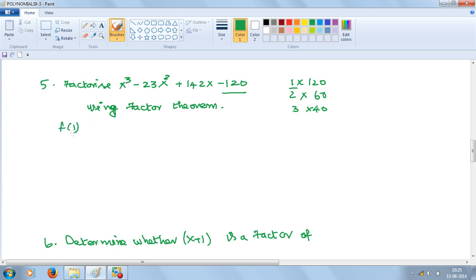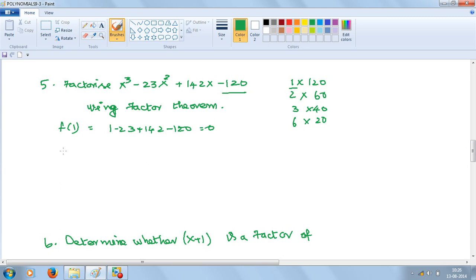So we have got 3 terms, something like 10, it can be 12, it can be 20. So we have to try 2, 3 possibilities. Because of this plus minus, we will try only positive things. F of 1 we will try. F of 1 is 1 cube minus 23 plus 142 minus 120. So if you see the 2 minus terms, 2 plus terms, if you add, it is becoming 0. So f of 1 is a factor.